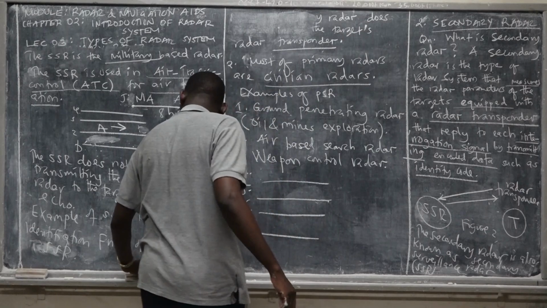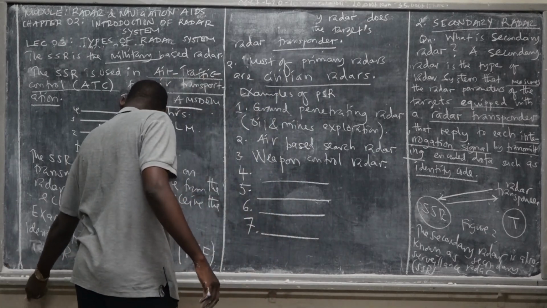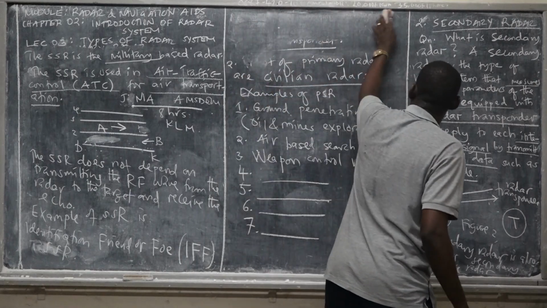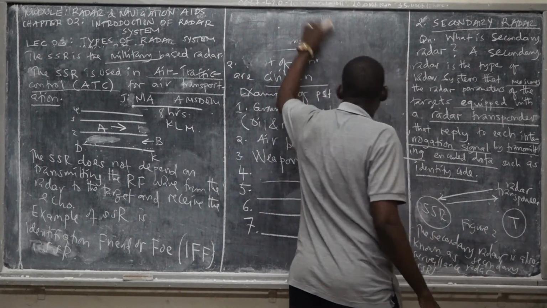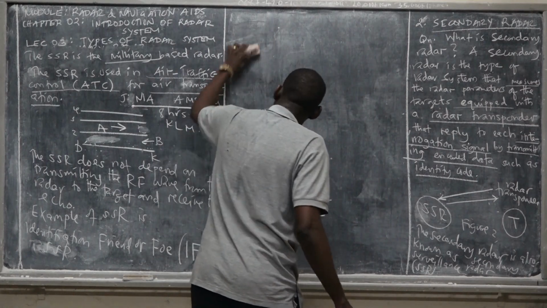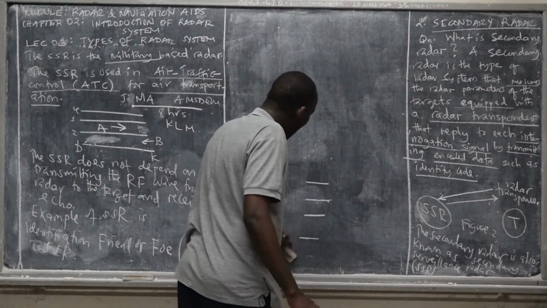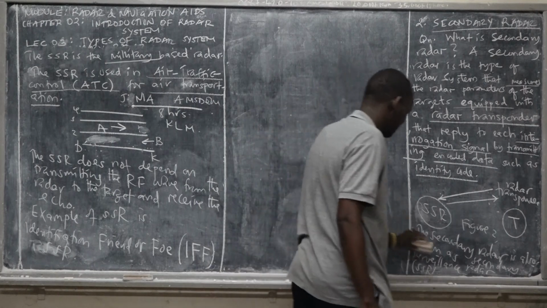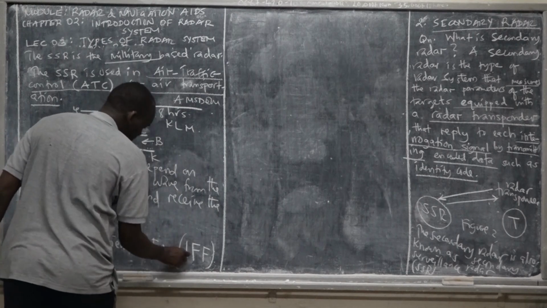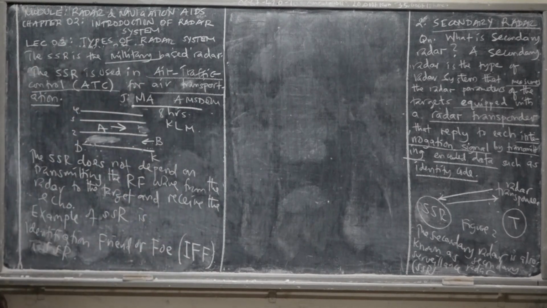Again, say it. Huh? So ask your neighbor, are you my friend or my foe? Ask your neighbor, don't ask me. So in short, we call it IFF SSR.